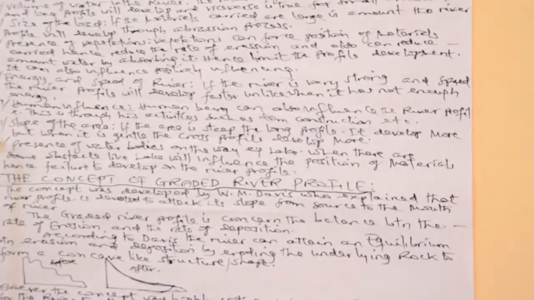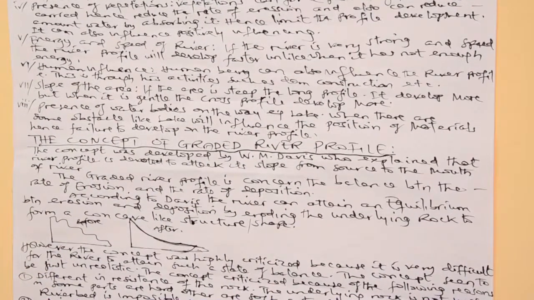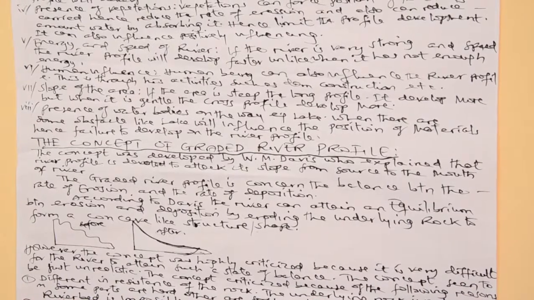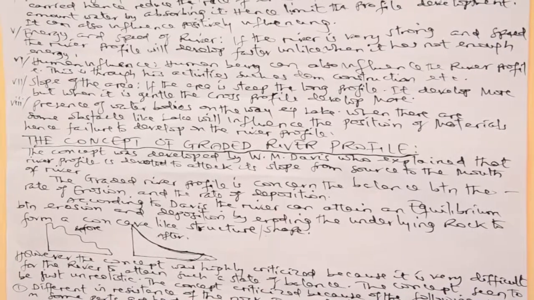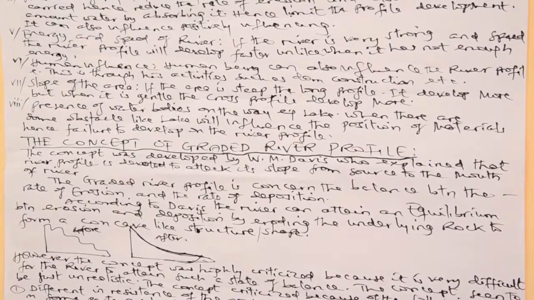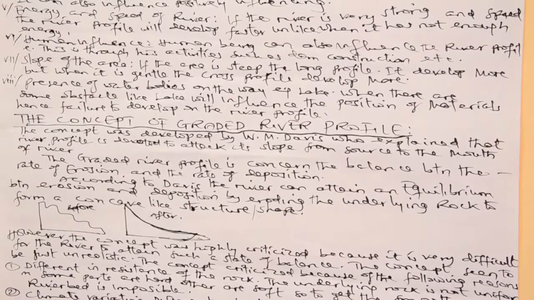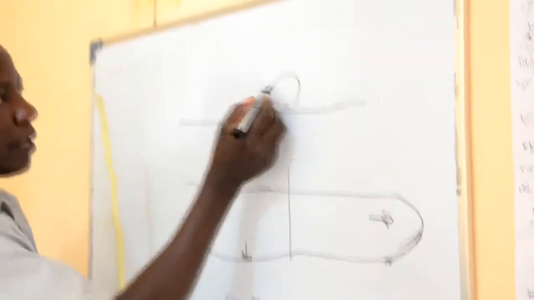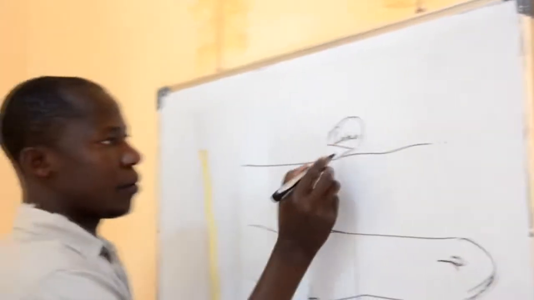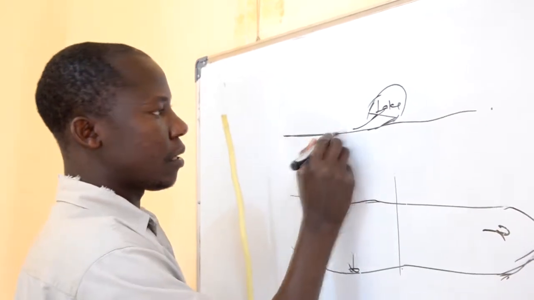Another one is the presence of water bodies on the way. Example, a lake. When there is an obstacle like a lake, it will influence the deposition of material, hence influence the development of the river profile. Here we are describing that wherever the river is passing in an area along water bodies, for instance a lake, it will be minimizing the expansion of the river in terms of lengths, because some of the water will be deposited in the lake.